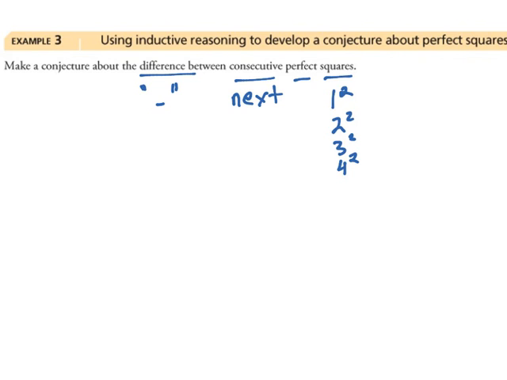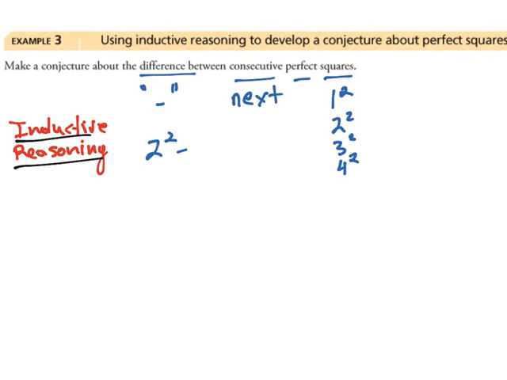So in order to come up with our conjecture, we need to again use inductive reasoning. Again, the word inductive means that we're going to be substituting some values into our question to come up with a pattern or a conjecture. So let's take the first pair. 2 squared minus 1 squared, because that's the difference between consecutive perfect squares. And 2 squared is 4 minus 1, that's 3.